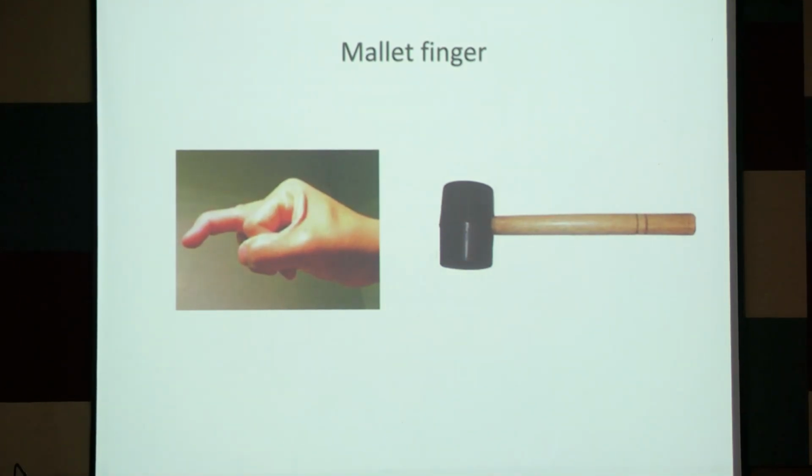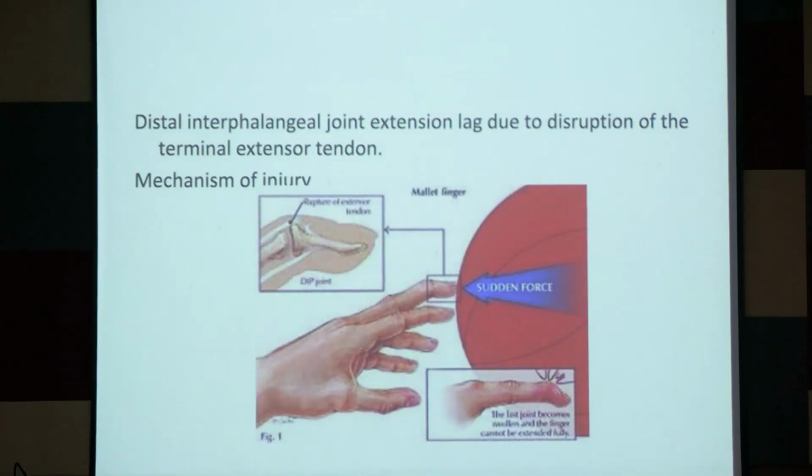So what is a mallet finger? Why is it known as a mallet finger? Because this injury comes commonly with people like carpenters who work with hammers. So they, by mistake, injure their fingers and it causes a deformity like this. And they cannot extend their finger. The finger is always flexed. This type of deformity occurs and you cannot extend it.